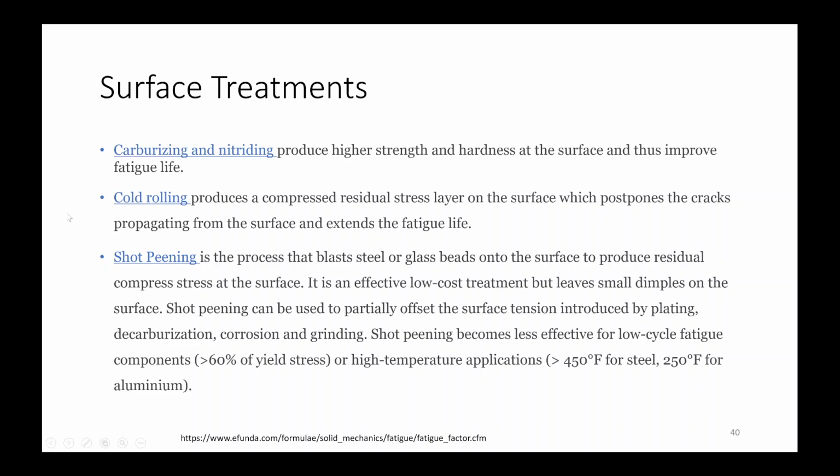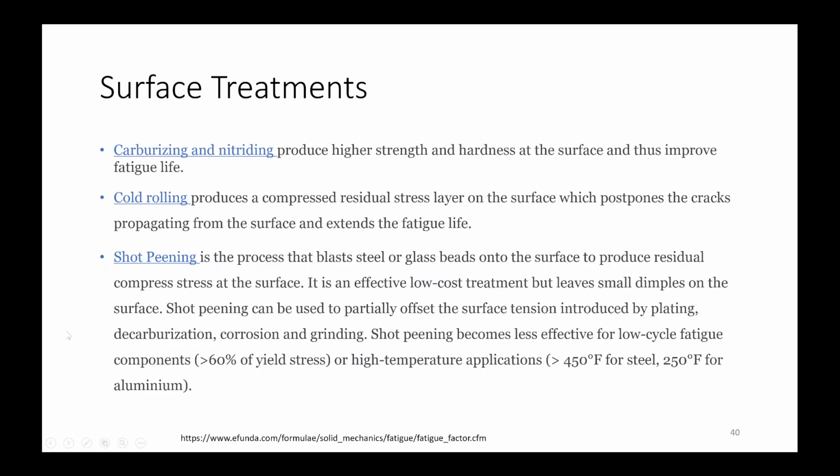Cold rolling produces a compressed residual stress layer on the surface which postpones the crack propagating from the surface and extends the fatigue life. Shot peening, as I told earlier, is the process that blasts steel or glass beads onto the surface to produce residual compressed stress at the surface. It is an effective low cost treatment but leaves small dimples on the surface.